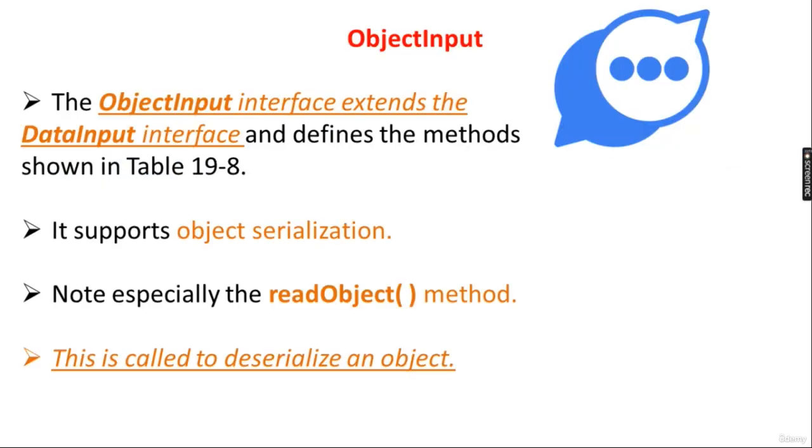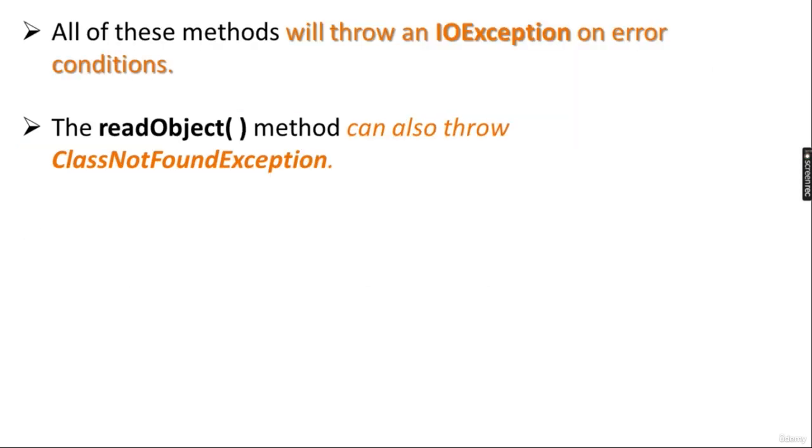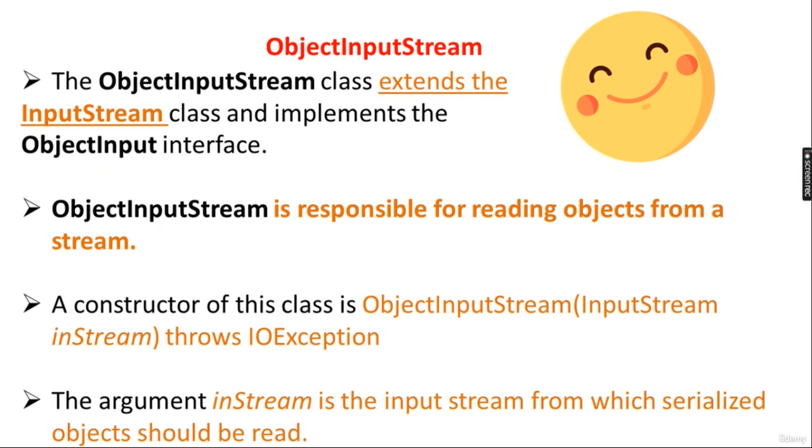Then ObjectInput. The ObjectInput interface extends the DataInput interface and defines methods that support object serialization, notably the readObject method. Just as we saw writeObject, we will notice the readObject method over here, and this method is called to deserialize an object. Erroneous conditions will throw input output exception. ReadObject also throws ClassNotFoundException.